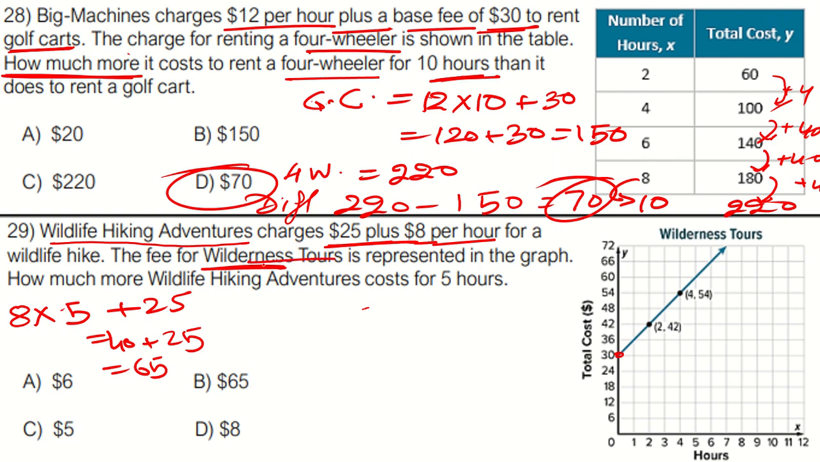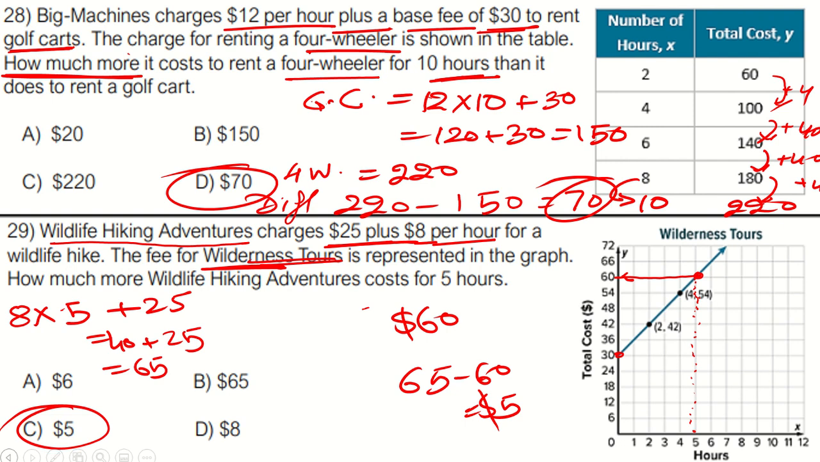Now for the wilderness tour, how much for 5 hours? You see, 5 is here. If you go up, it will come here. You can do it with the equation also, but I am doing it with the graph. How much money are they charging? They are charging $60, so $60 for the other company. So how much is the difference? 65 minus 60 means $5. So this is the answer.